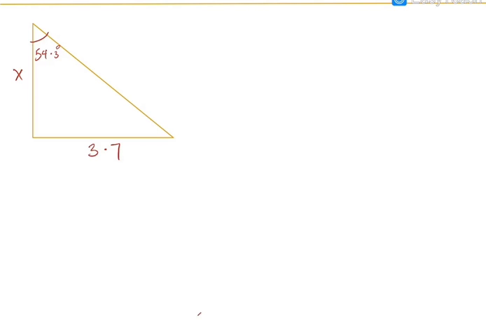Now, the Pythagorean theorem is usually used to find the sides of a triangle. But you need at least two sides in order to use the Pythagorean theorem formula. Right? You need at least two sides. But in this question, we're only given one side and an angle. So how do we find the sides?